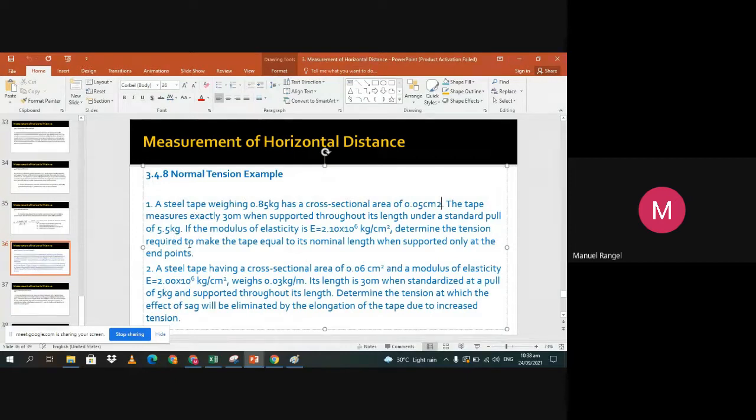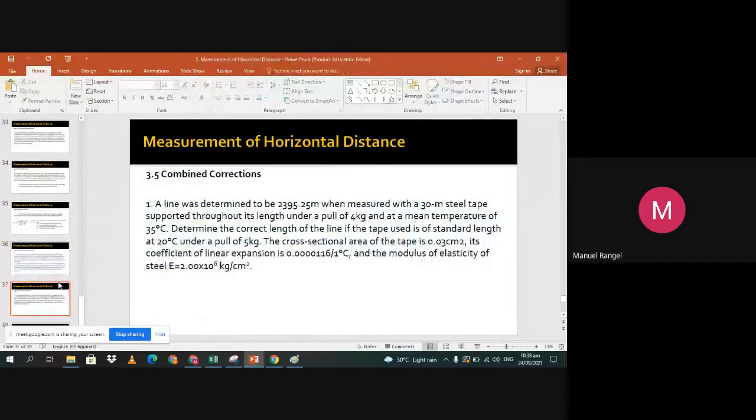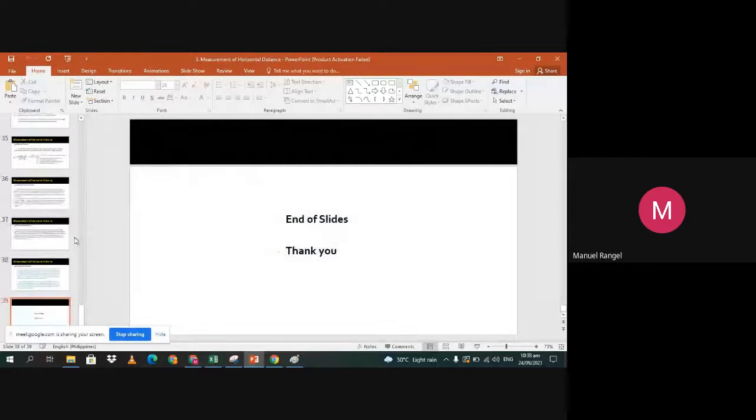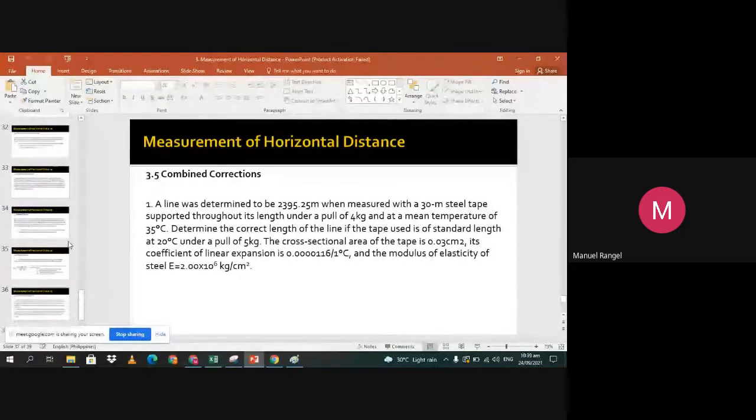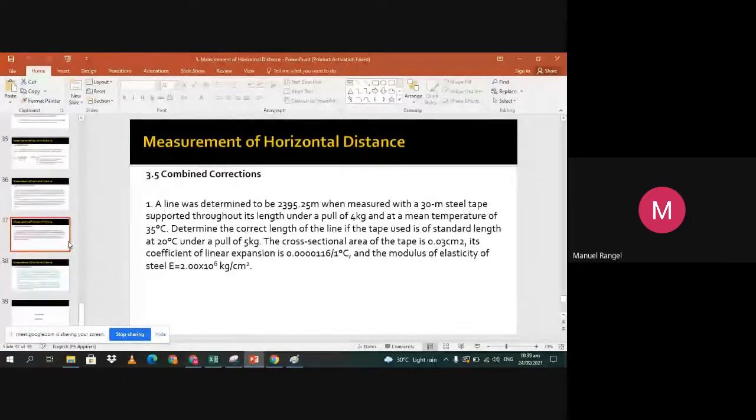Okay. Then let's proceed to final lessons for this. It's about combined corrections. So we will just combine all the corrections from the previous lesson. So tanan-tanan eh. So let's have some example.